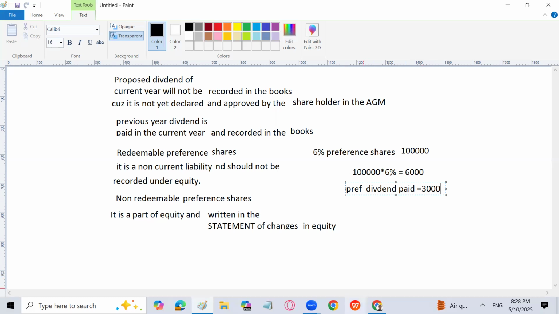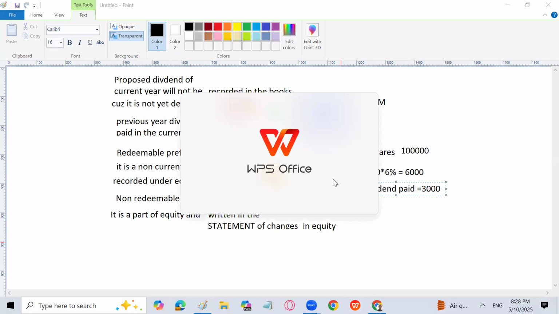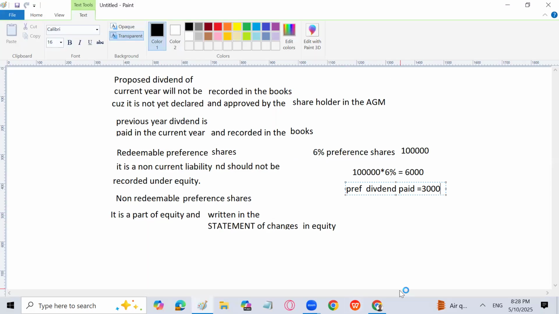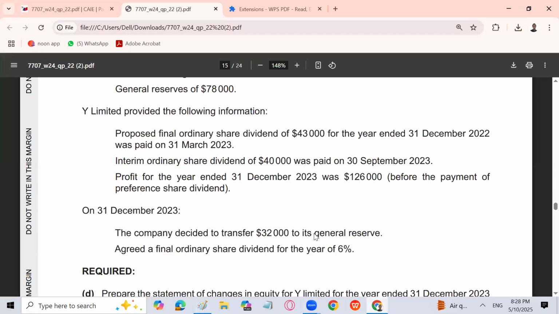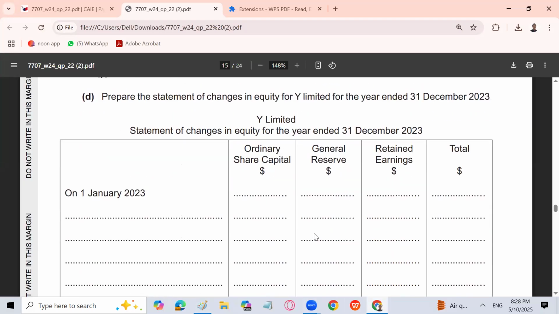Now let's go back to the question and solve this question, which has basically been asked in the exam. We have to prepare the statement of changes in equity. Students have found it very difficult. Why, sir? They said that sir, preference shares were not given, there is no column of preference shares.